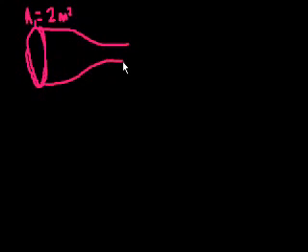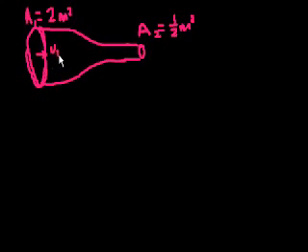It tapers off so that the cross-sectional area at this end of the pipe, area 2, is equal to, I don't know, half a square meter. And let's say we have some velocity at this point in the pipe, which is V1, and then the velocity exiting the pipe is V2.